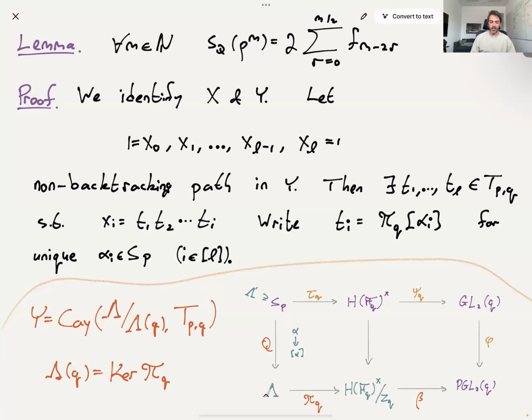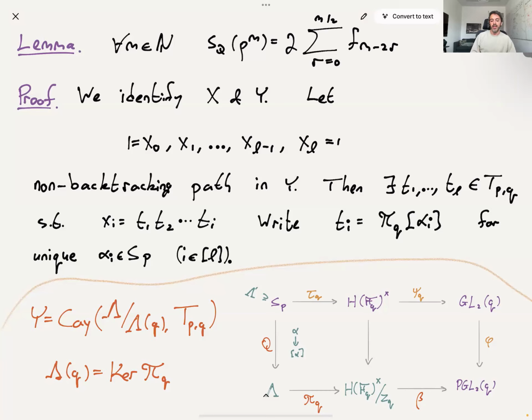So with this, let's start the proof. First of all, we're going to show that this holds for Y and not for X. But these are isomorphic graphs, so the number of non-backtracking random walks and so forth are the same. So let's say that we have a length L. What we're going to do initially is not consider the sum at all. We're just going to interpret a particular sum algebraically, as the number of some reduced words.